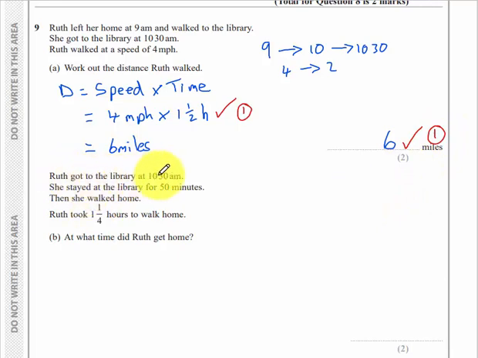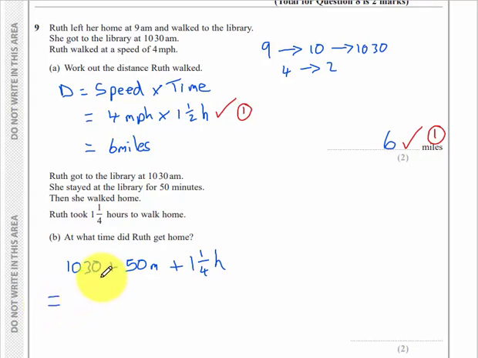Ruth got to the library at 10:30 a.m. She stayed at the library for 50 minutes, then she walked home. Ruth took 1 1/4 hours to walk home. At what time did Ruth get home? So, she got to the library at 10:30 a.m. and she stayed there for 50 minutes. So we're going to add on the 50 minutes. Then she walked home, which took 1 1/4 hours. So I need to complete this sum here.